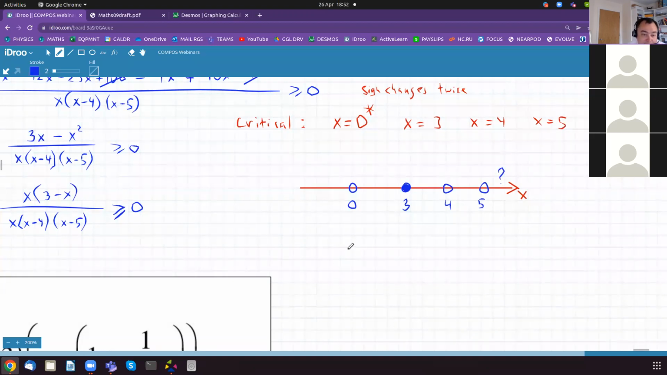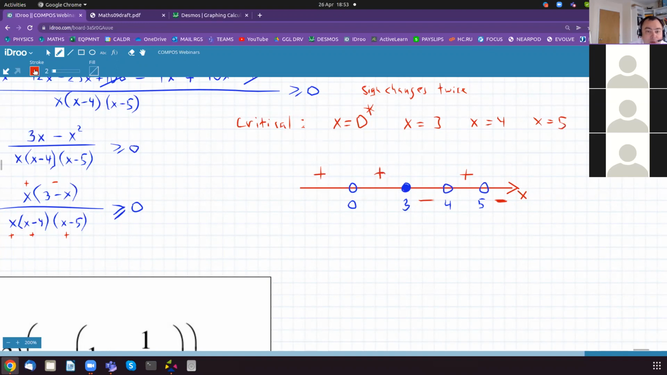And we check a very big number. Let's say 1,000. So 1,000 times 3 minus 1,000. 3 minus 1,000 is a negative. So if x is 1,000, this is positive, this is negative, this is positive, positive, positive. So overall, it's going to be a negative value. So on this interval, the function is negative. Then the signs change, positive, negative, positive. At 0, the sign does not change because we have x twice, so it changes twice.